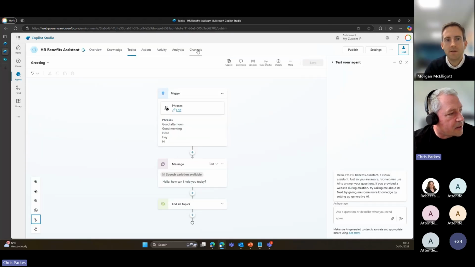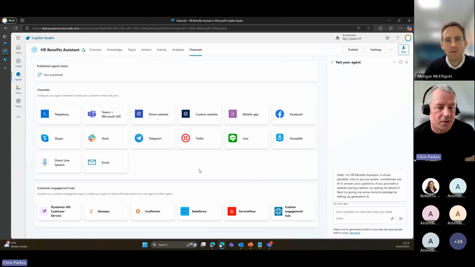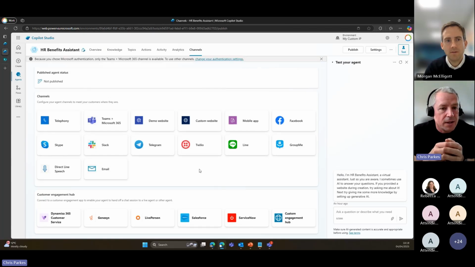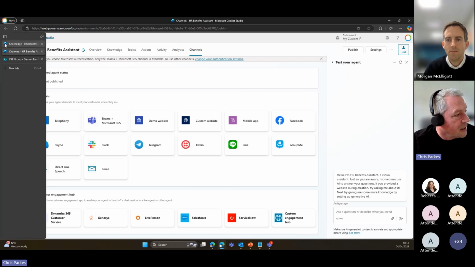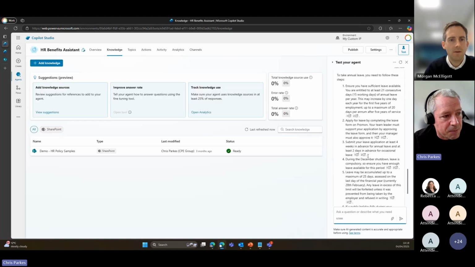When you've got your topics and your actions, you can publish this to channels, and there's a lot of channels you can publish these agents to now. Whether that's Teams inside a Microsoft 365 environment, so for internal use, you could publish that to the HR team and everybody could ask questions in there via the agent. And that's included in the licenses as of April the 1st, from what I can tell from Microsoft. You could publish it out to any other channel that you wanted, custom websites and the like. And it is that simple.